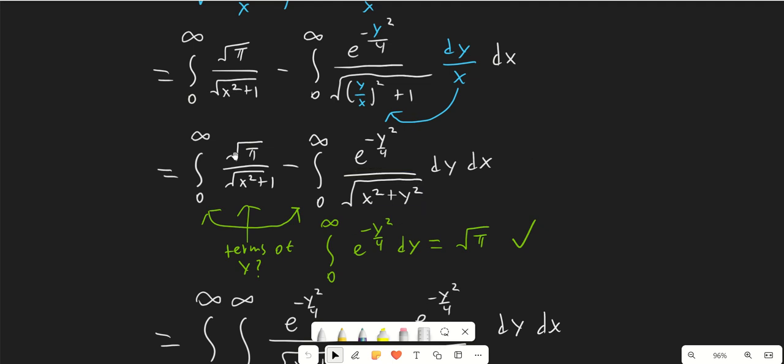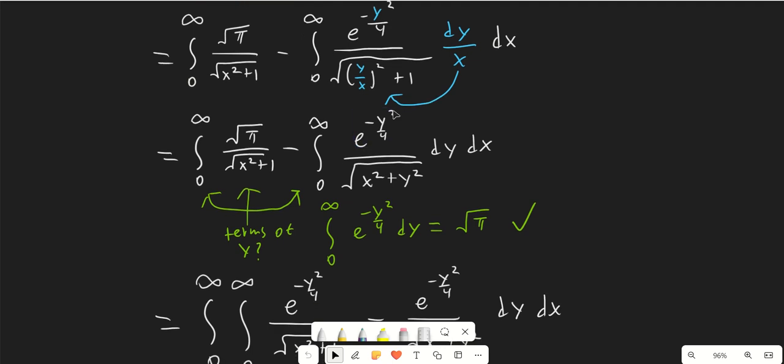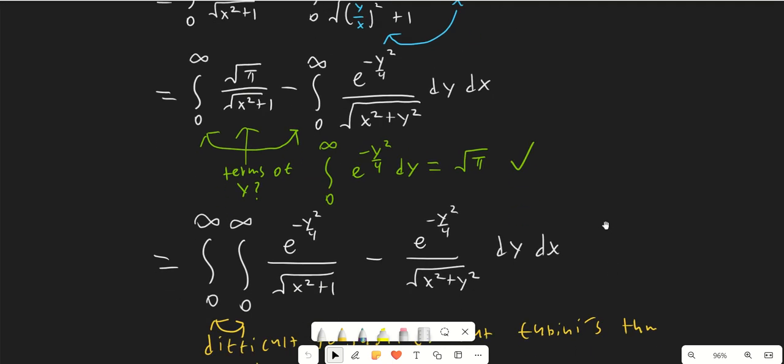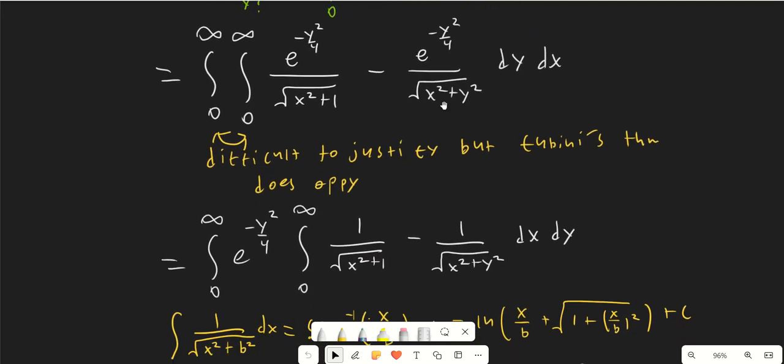So in this case, we want it to look very similar to this function right here, and it turns out, if we look at e to the negative y squared over 4 and integrate it from 0 to infinity, after u equals y over 2, we find that this is equal to square root pi. So that means we can replace this square root pi right here with the integral from 0 to infinity of e to the negative y squared over 4 dy, and then we can combine these two integrals into one double integral. So that's what this looks like. We have the integral from 0 to infinity of the integral from 0 to infinity of e to the negative y squared over 4 over square root x squared plus 1 minus e to the negative y squared over 4 over square root x squared plus y squared dy dx.